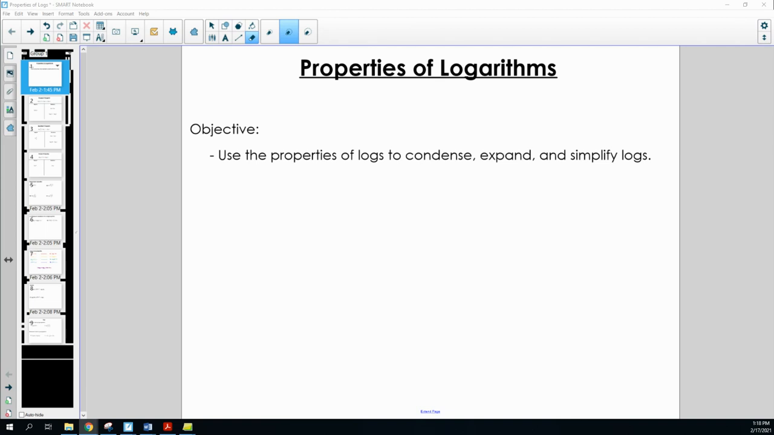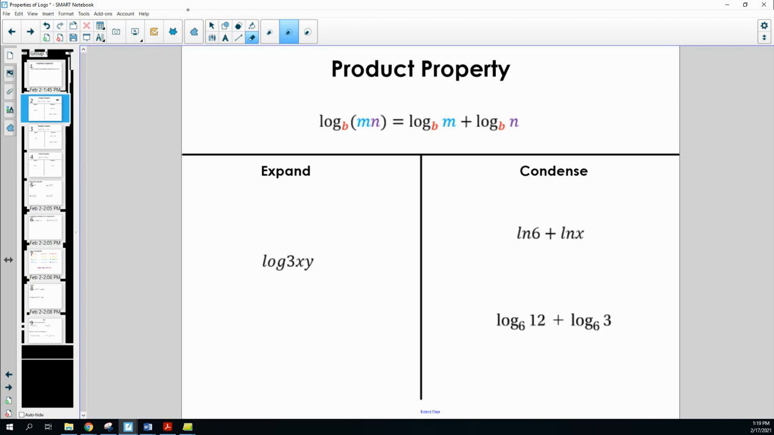In this lesson, we're going to go over the properties of logarithms, and we're going to use these properties to condense, expand, and simplify logs. So there are three main properties, and the first one is the product property. If we have a log of something that is being multiplied together, we can split it up by using addition in order to expand it.